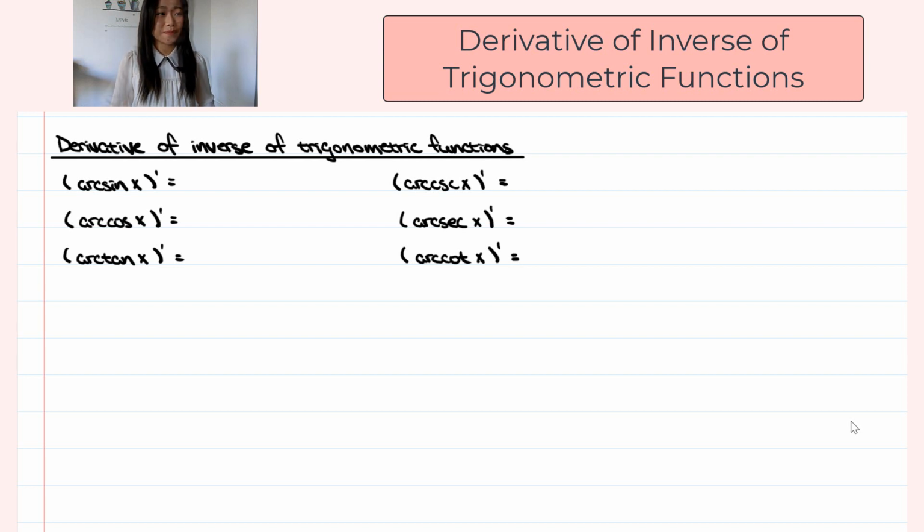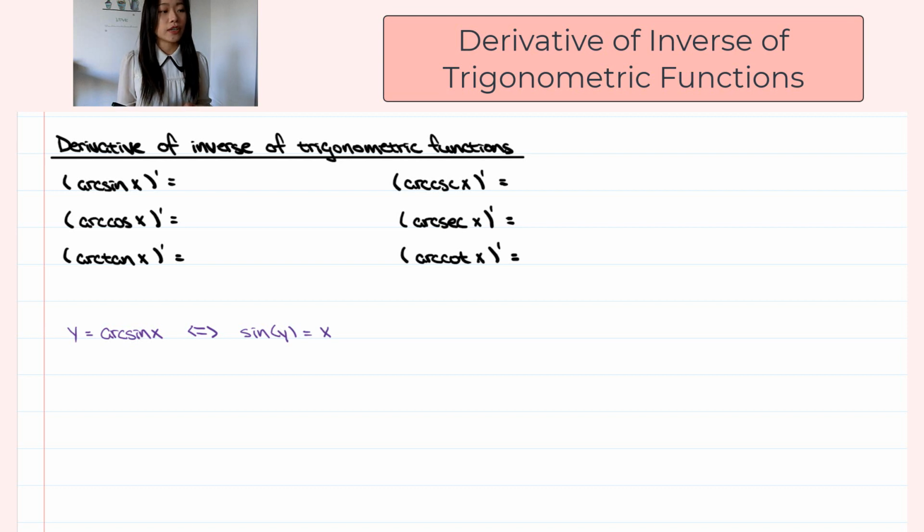Arcsine of x. To find its derivative, first of all, let's define the function as y. So y equals the function arcsine of x. And since we have an inverse function, that means if I move the function to the left-hand side, I will get sine of y equals x.